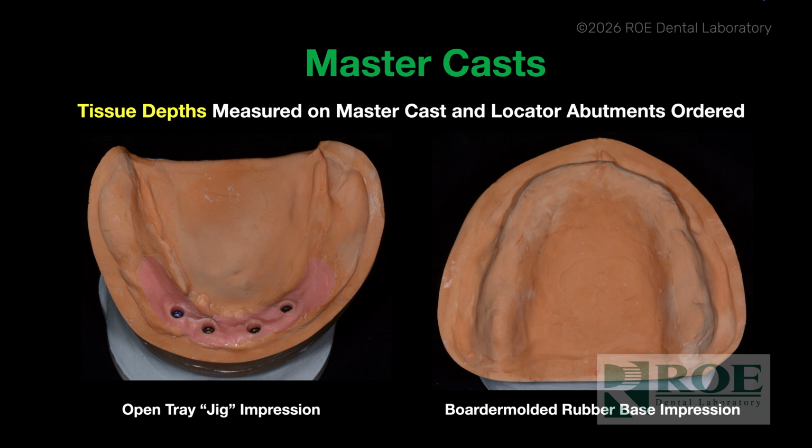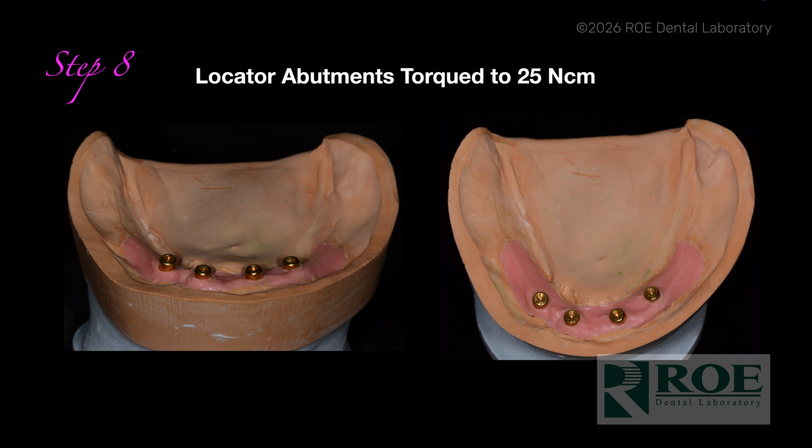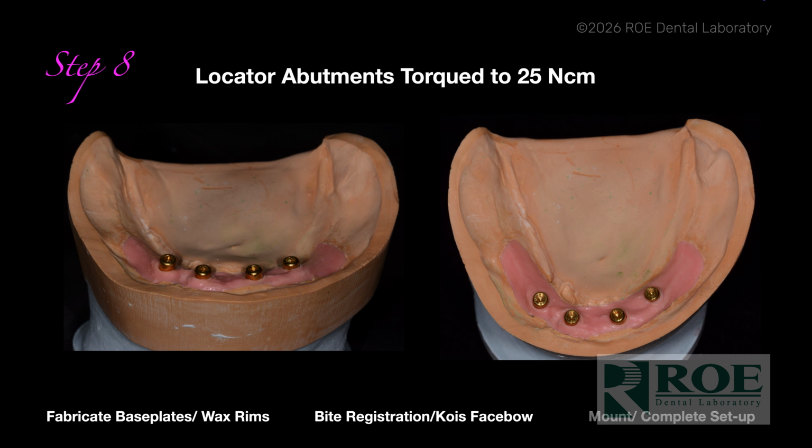So now we have our master cast with highly accurate implant sites that exactly duplicate the position of the implants in the mouth. And on the right, we see our border molded upper master model. Now we can measure the tissue heights on the master model, select the proper height abutments, and then we're going to screw them into the model at 25 Newton centimeters.